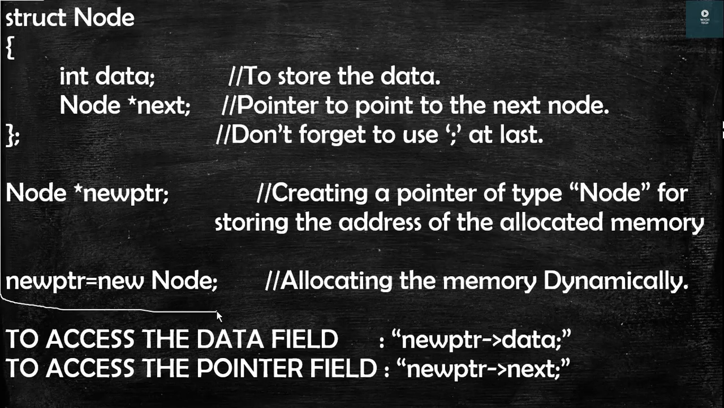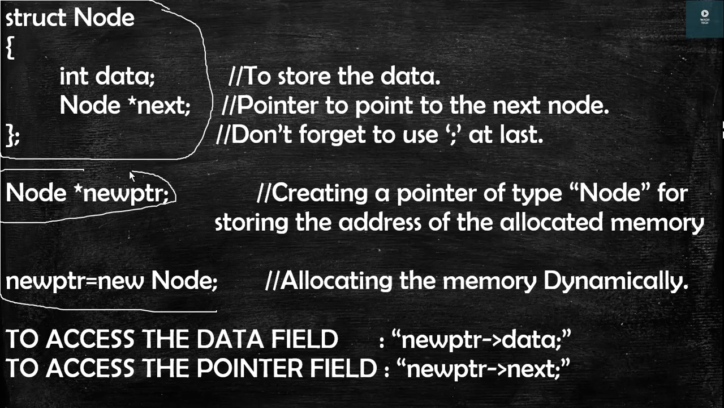Now to create a node and to allocate a node, we have to follow three simple steps. The first step is to create the structure of the node, that is, you have to write the definition for the structure of the node. This will tell the compiler what the contents of the node are. After this you have to create a pointer of this structure type. Here you can see that we have created a pointer of this structure type.